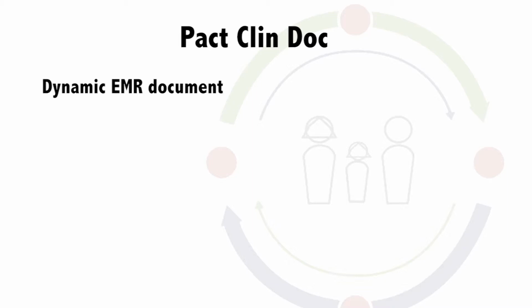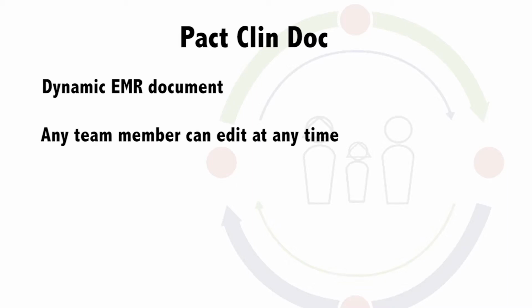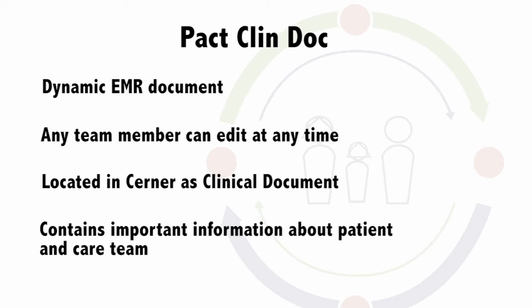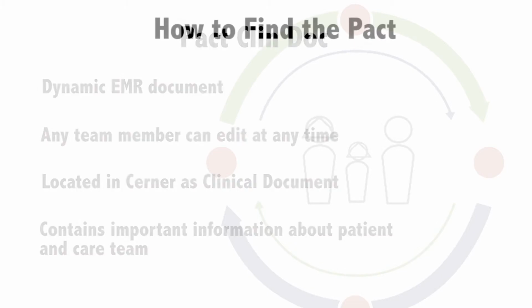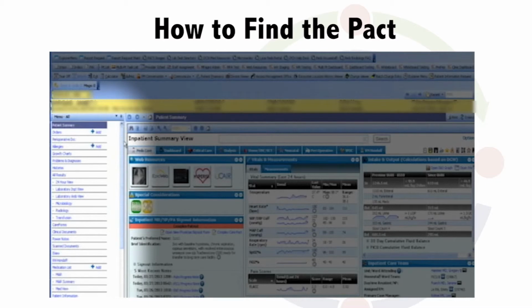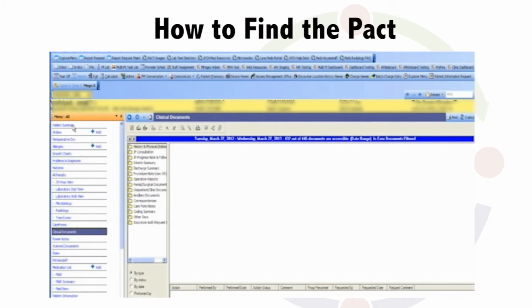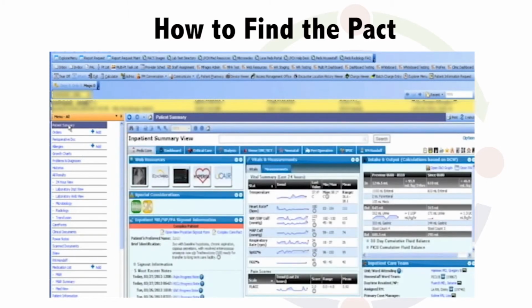The PACT is a single dynamic document that any Packard team member can contribute to. It is a clinical document in Cerner, and it contains a summary of important information about a patient and his or her care team. The Complex Care PACT is located in the Clinical Docs tab of Cerner in the folder Other Docs. However, the easier way to access the PACT is from the patient summary page.